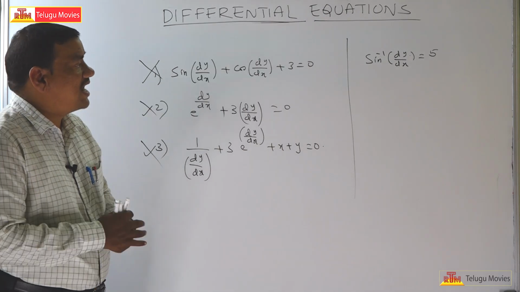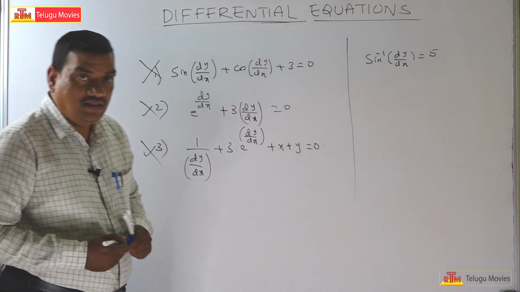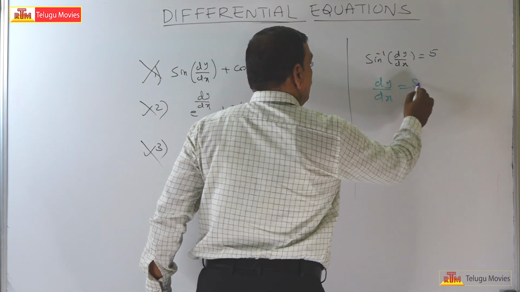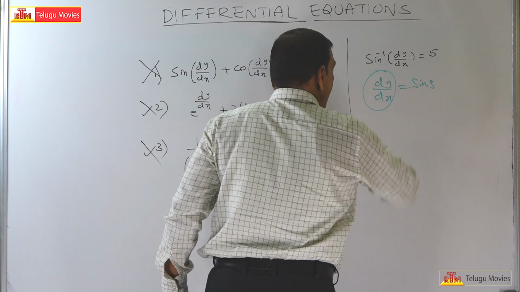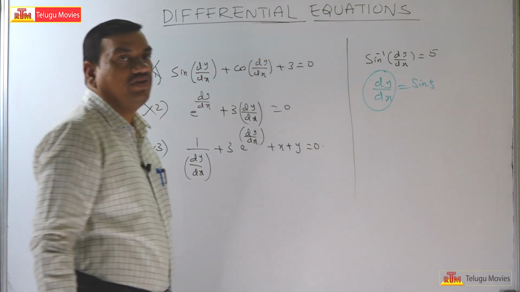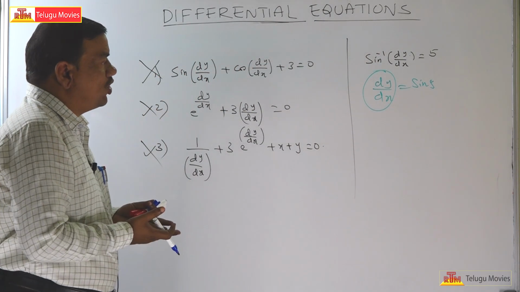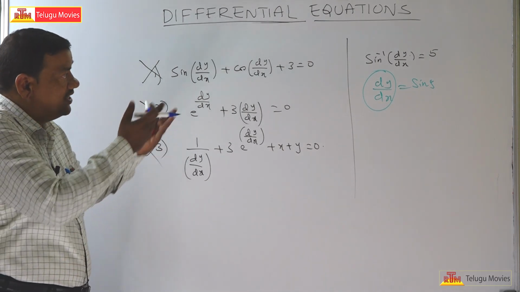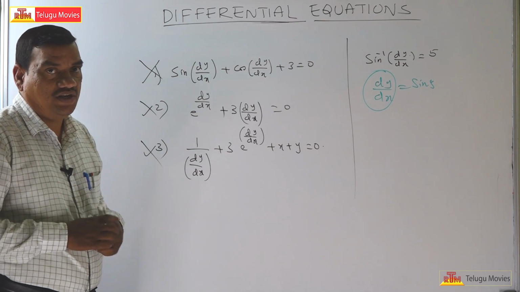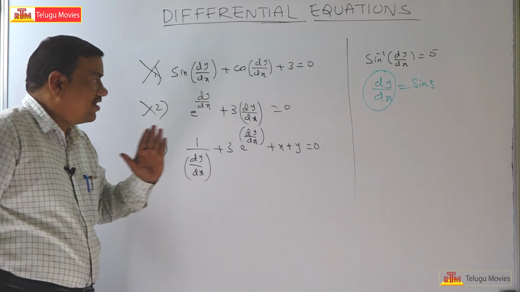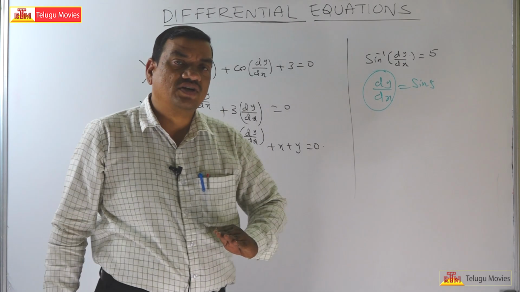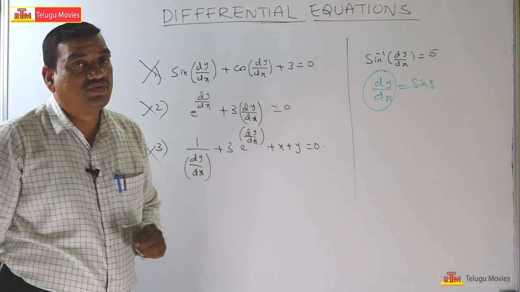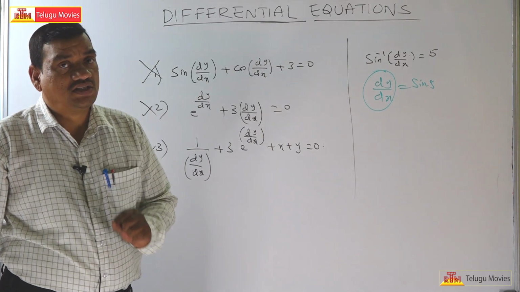Now see that sine inverse of dy by dx can be written as dy by dx is equal to sine phi. Yes, it is a polynomial, since sine phi is a constant. So it is a polynomial equation in the dy by dx form. That's why it is a differential equation. So let us see clearly what is a differential equation and what is not. Here also there are two types of differential equations. Let us see what they are.